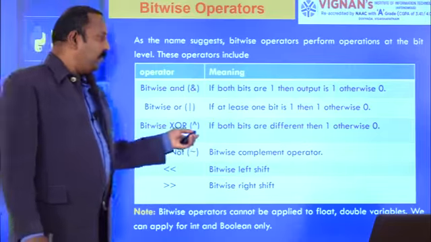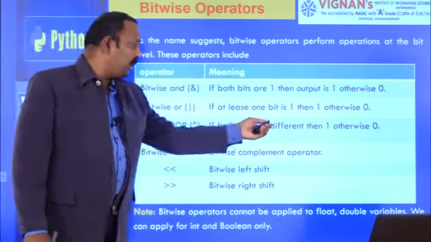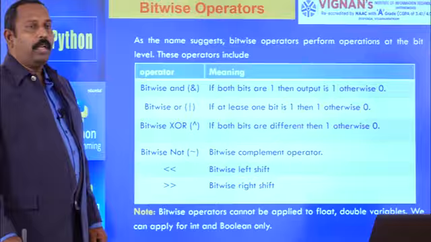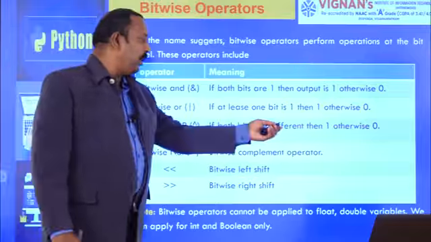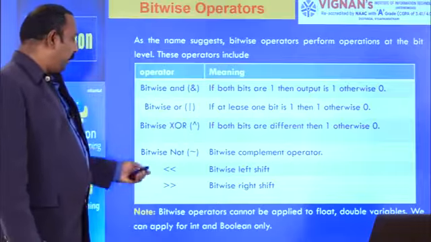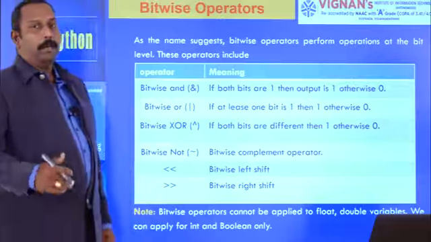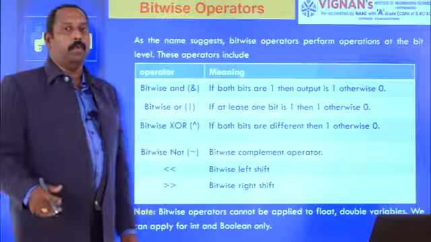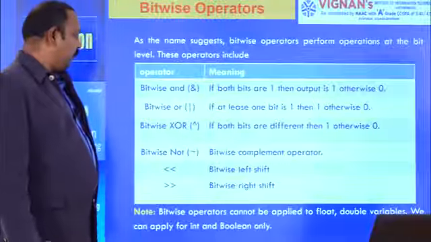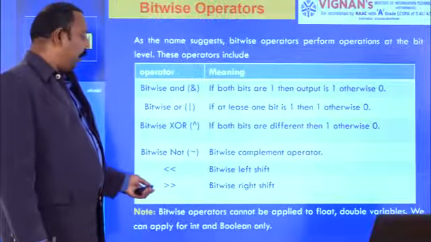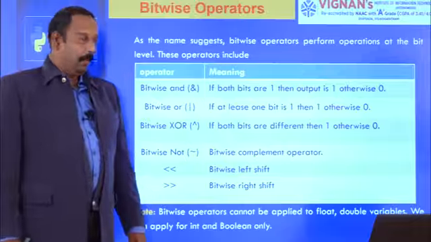The next one is bitwise XOR. If both the bits are different, then the output is 1, otherwise 0. And bitwise NOT, the bitwise complement operator. That means 1 will be complemented as 0, and 0 will be complemented as 1. So that is called the bitwise NOT operator. And then the left shift operator and the right shift operator.